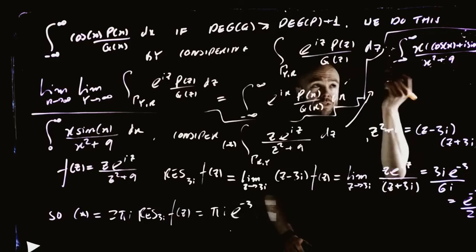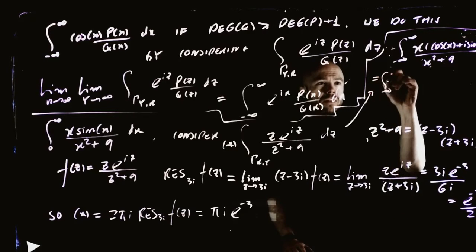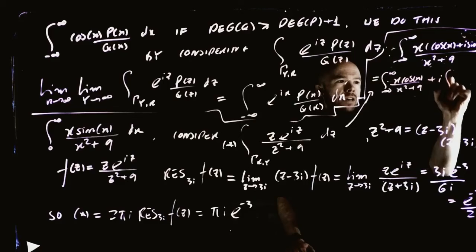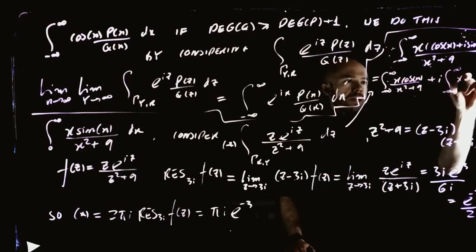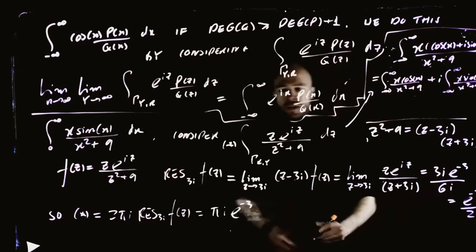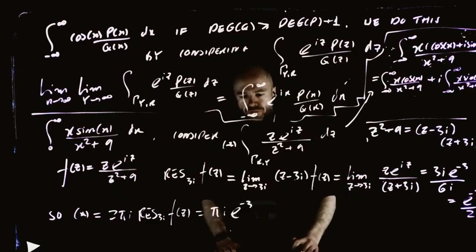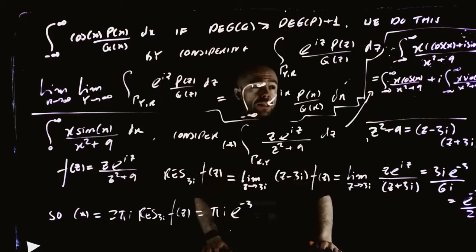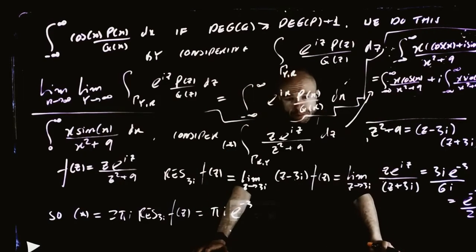And then this thing is two integrals. It's the integral from minus infinity to infinity of x cosine of x over x squared plus 9, plus i times the integral from minus infinity to infinity of x sine of x over x squared plus 9. This one on the right is what we're looking for. But given that the answer for all large enough r and y is just an imaginary thing, what does that tell us? It has to be 0, right?